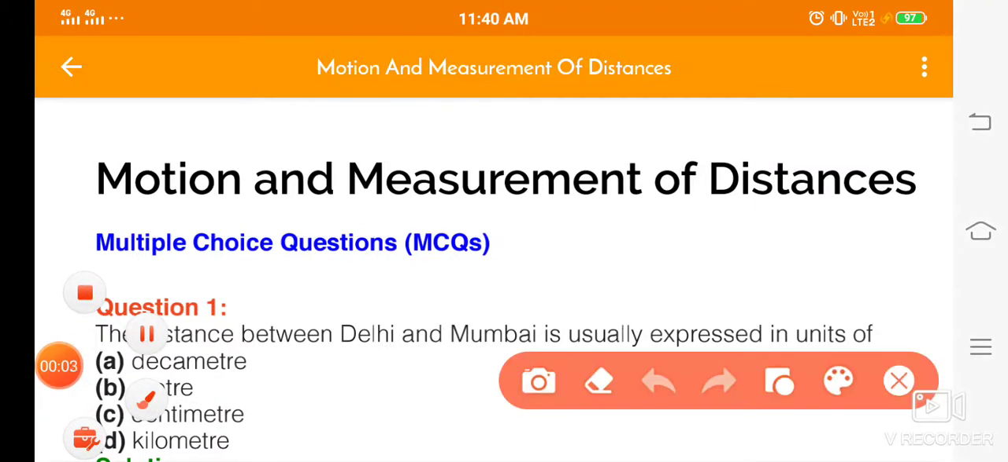Motion and measurement of distances. Multiple choice questions. Question number 1. The distance between Delhi and Mumbai is usually expressed in units of: option A, decimeter; B, meter; C, centimeter; D, kilometer.